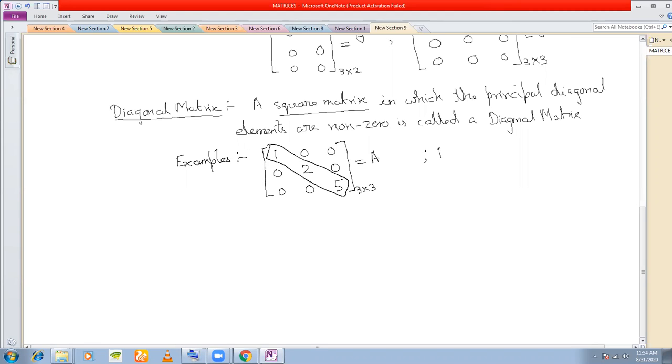Similarly, let us take another diagonal matrix. All other elements except the principal diagonal elements are 0. You see that in the first matrix, this matrix A, only the principal diagonal elements are non-zero. All the other elements are 0.